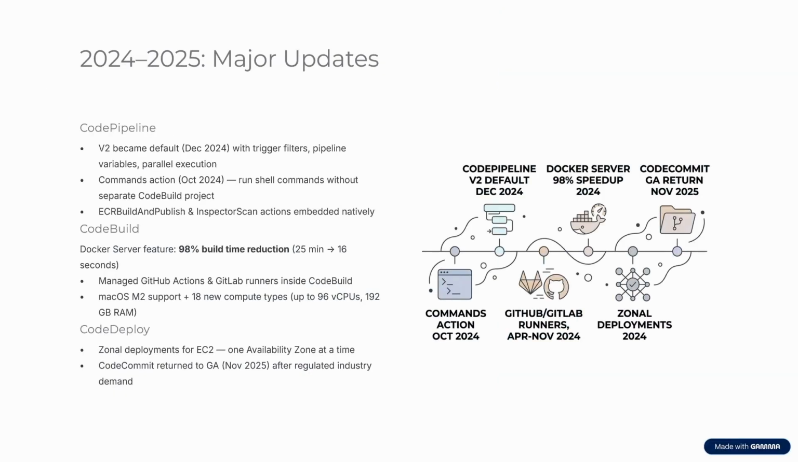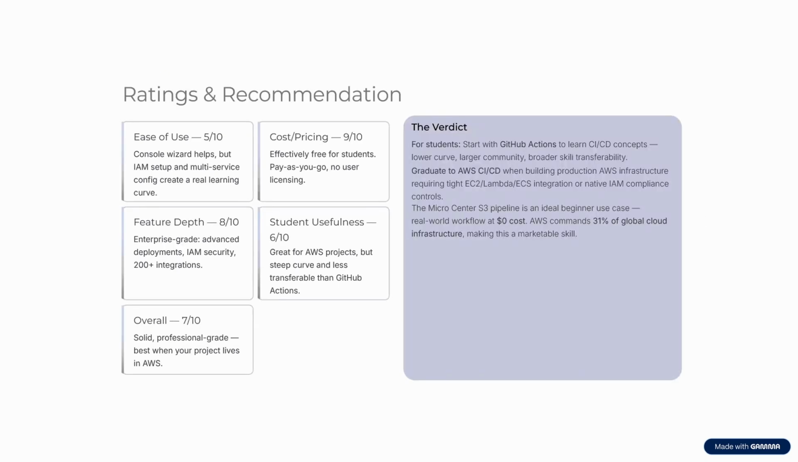AWS also came out with several key updates from 2024 to 2025, such as Code Pipeline version 2, which became the default, adding many key features. Code Build added managed GitHub Actions and GitLab runners, and other features that reduced build times dramatically. These updates show that AWS is actively investing in making its CI/CD platform more capable and efficient. Overall, this review gives AWS CI/CD mixed, but generally positive ratings. It scores lower in ease of use because of the learning curve, but very high in pricing and feature depth.